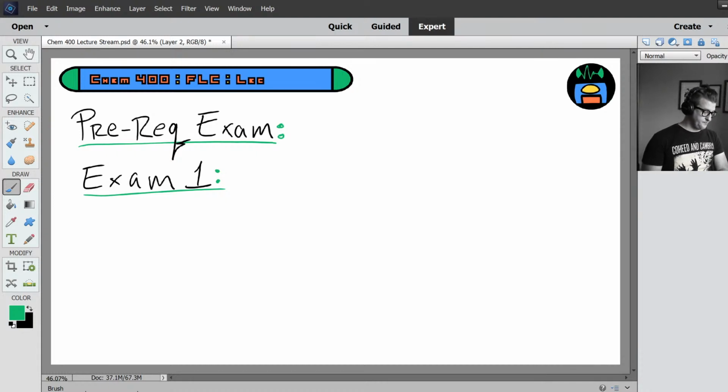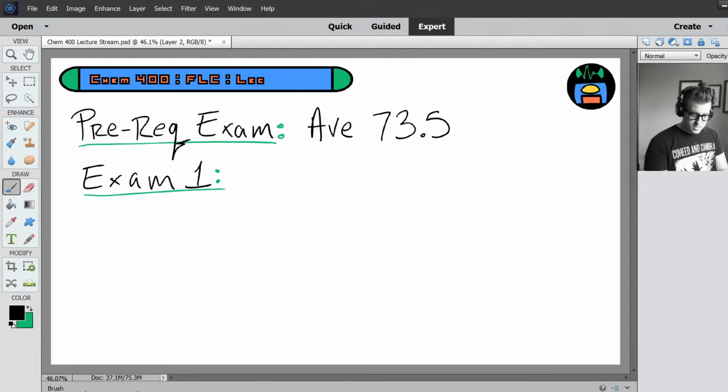So for these first few exams, when you look at the stats and display the average, it'll only show 1, but I get to look at both, and so I can look at an overall average, so we can get an average over the 100 students enrolled between the 2 sections. So the prereq exam had an average across both sections of 73.5%, and exam 1 had an average across both sections of 71.5%.